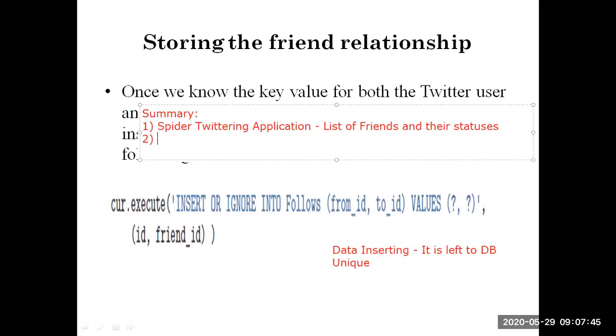And the second task, after doing this spidering of the Twitter application, is that we discussed data modeling. Next to that data modeling, we discussed the friend relation, normalization, how this normalization works, and finding the patterns.